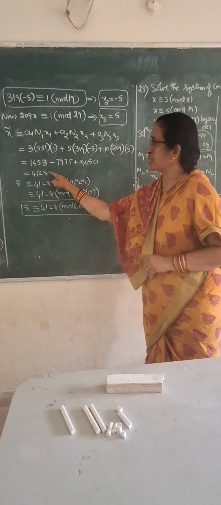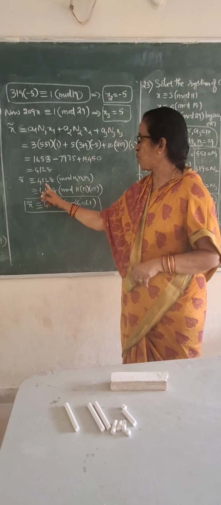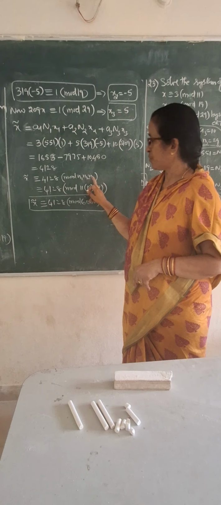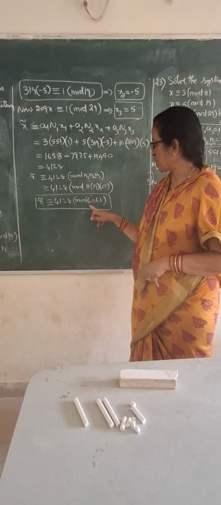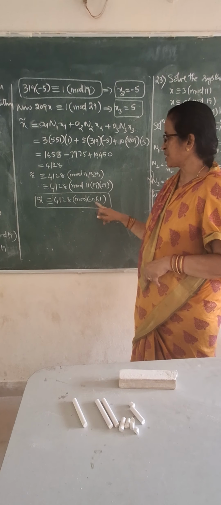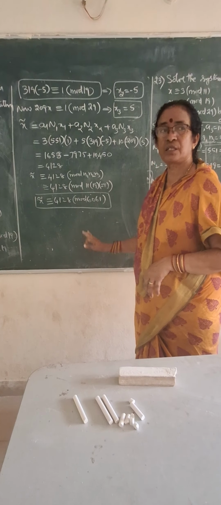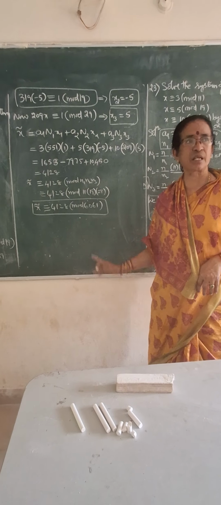So when you substitute and simplify, this becomes 4128. That means x tilde is congruent to 4128 mod n1 into n3. What is that? 11 into 19 into 29. That becomes mod 6061. So x tilde is congruent to 4128. That is the solution by using Chinese remainder theorem. I hope that is clear. Thank you.